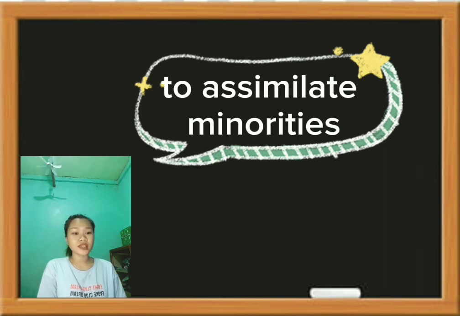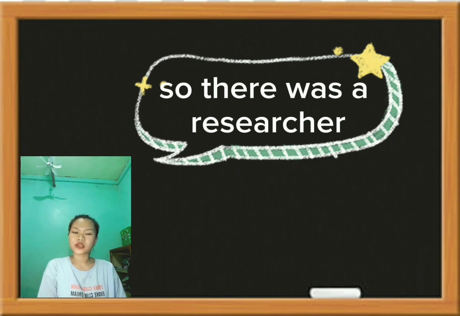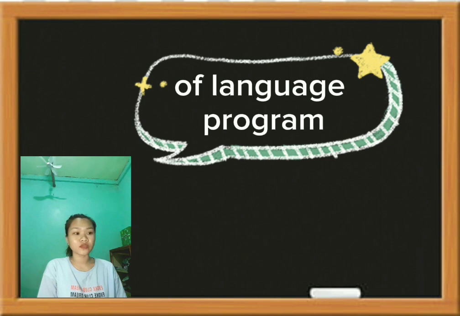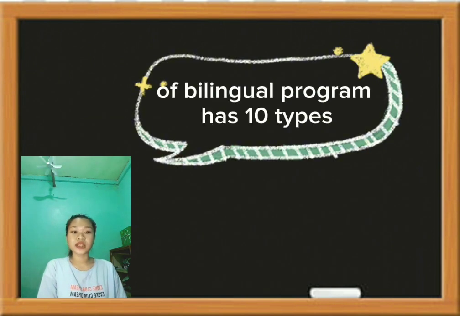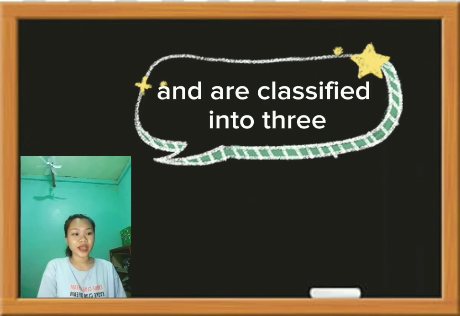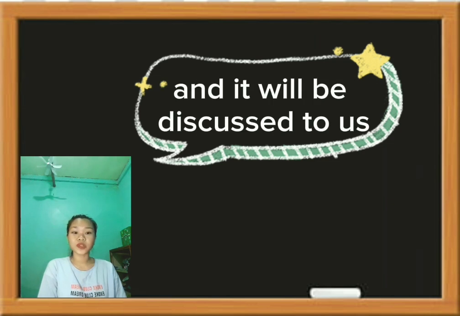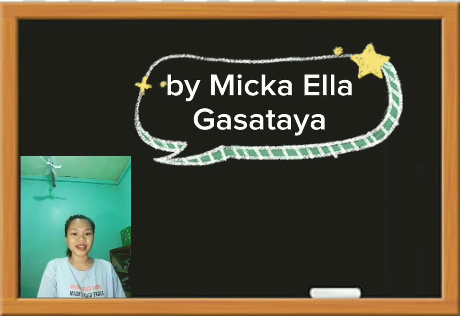Their students may be bilingual for the time being, but not because of monolingual school systems, which are designed to assimilate minorities. So there was a researcher, his name is Baker. He provides a summary of language programs for bilinguals. The typology of bilingual programs has 10 types and is classified into three. And it will be discussed to us by Mika Ella Gasataya.